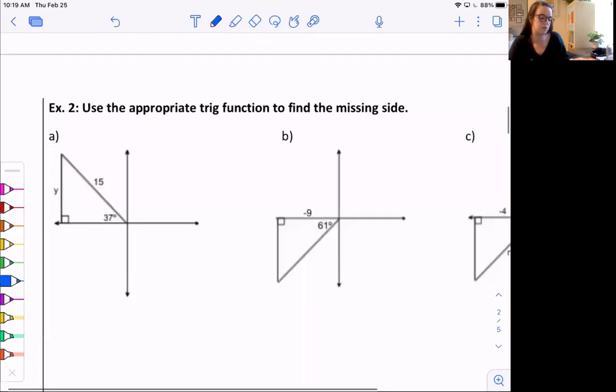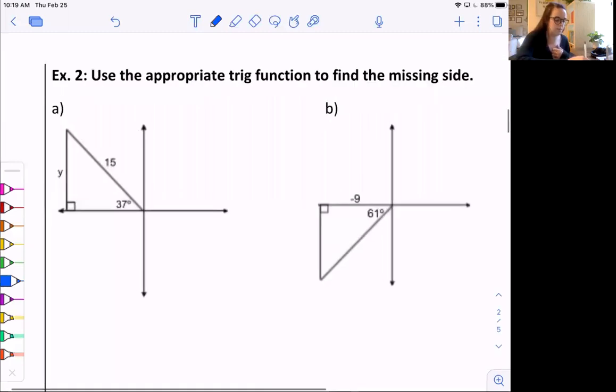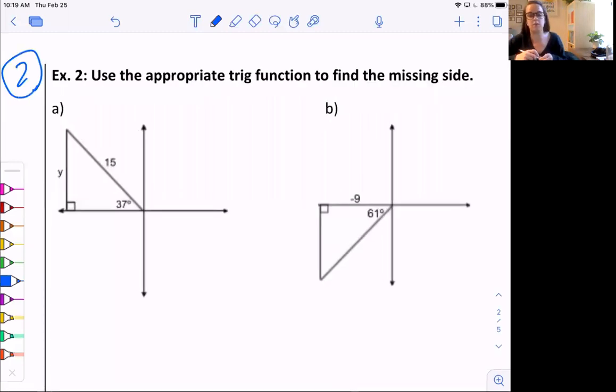So we'll do 2 for number 2 here, and we'll do 2 for number 3. Can I have Axel? Axel, can you read the directions for example 2? Use the appropriate trig function to find the missing side. Amazing, thank you. So we're going to use trig, and we're still going to find that missing side.